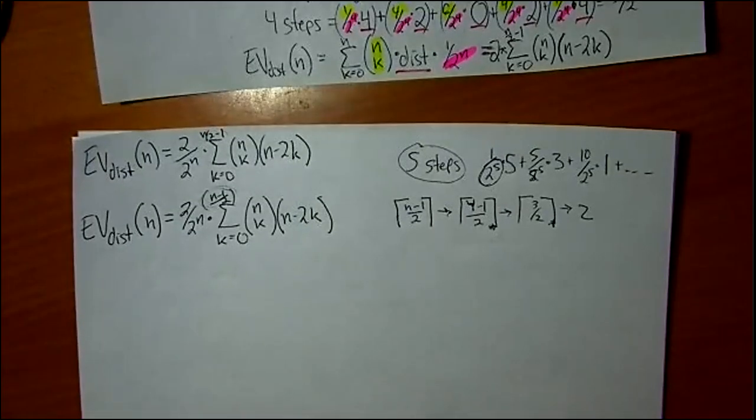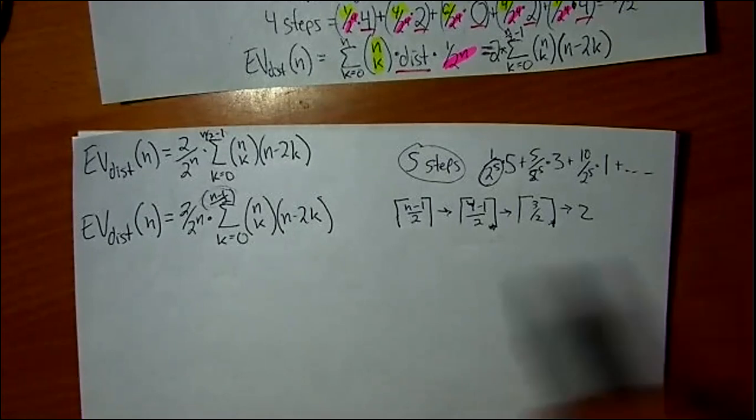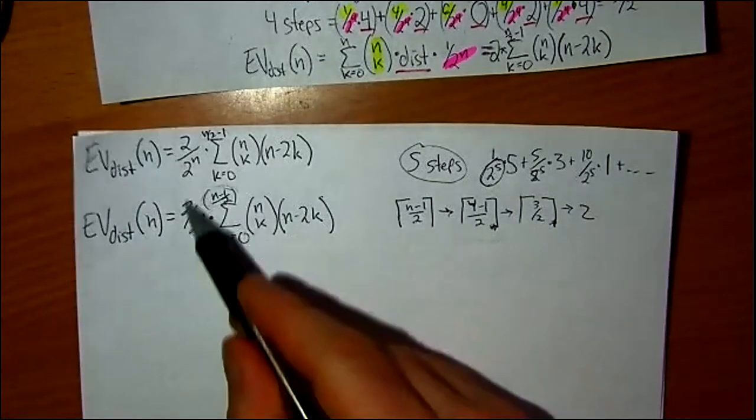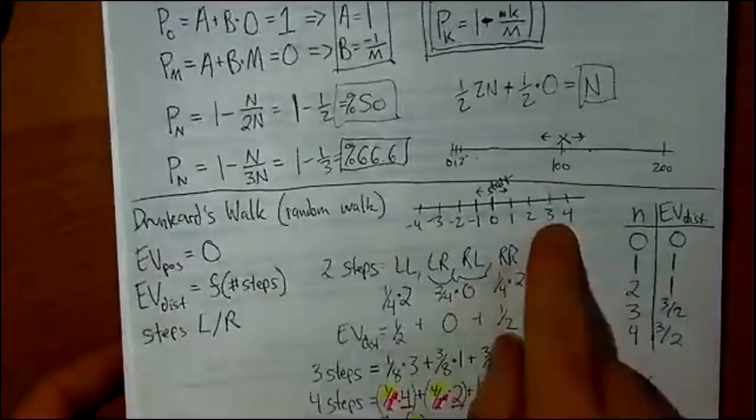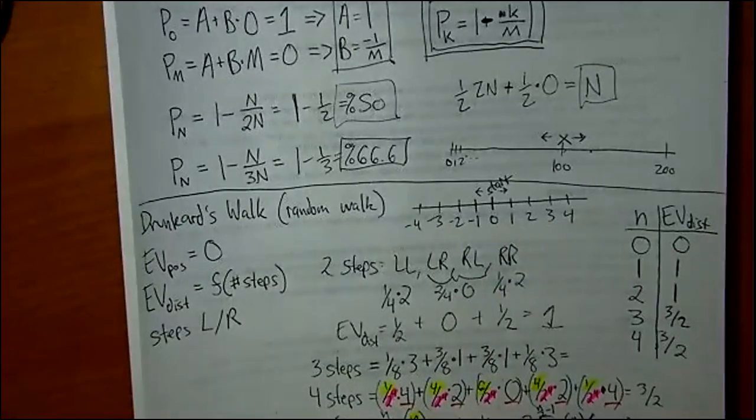So I'm out of time, so I should stop there. Next time, I'd like to start with this formula and show you how to find the closed form solution. And that's where we'll jump back in next time, and we'll be able to find that expected value for the number of steps in a random walk.